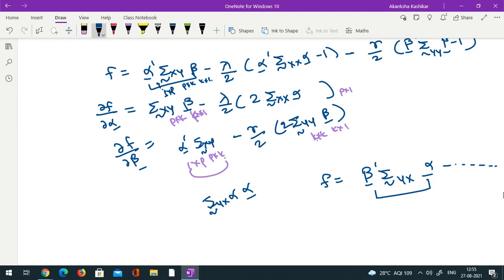And now I know how to differentiate with respect to beta, because now if I differentiate with respect to beta, I will be left with this, which is a sensible combination. Okay, so this is not correct. What I should have is this, sigma yx alpha. Okay, everyone okay with this?